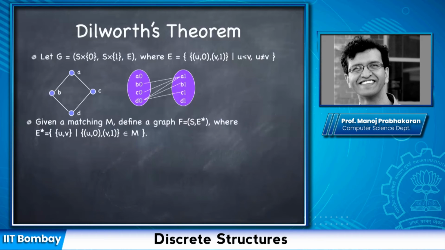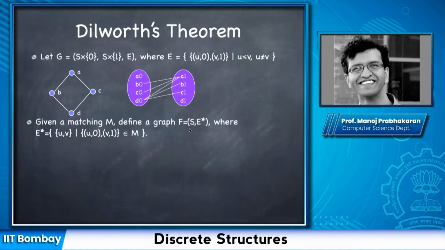Here's the second thing I wanted to say. It's about matchings. Suppose I give you a large matching, some matching M. My goal is to find a small chain decomposition, a decomposition into a small number of chains. So how am I going to get my chains?